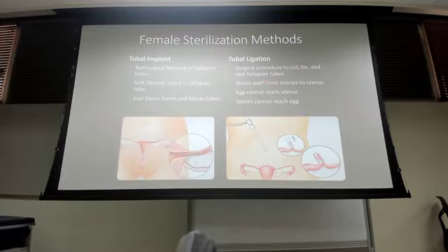Tubal implant or ligation. So your implant is again putting a device in there to actually try to block. Your ligation is where you're going in and you're actually trying to tie to make sure that the egg does not get to the uterus to even be fertilized, okay? Sometimes there are complications that can happen with this, and you have ectopic pregnancies, things like that can occur.